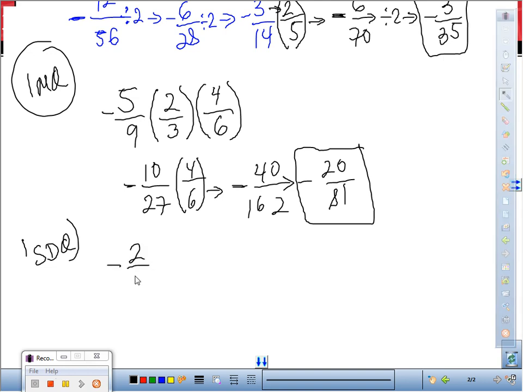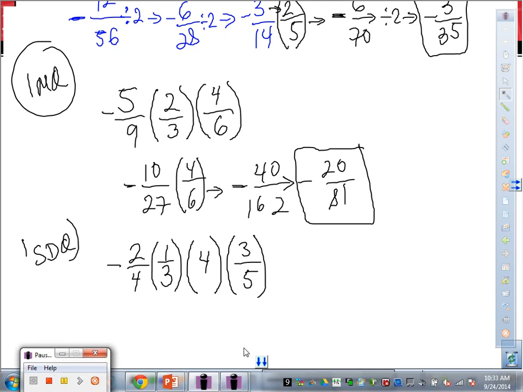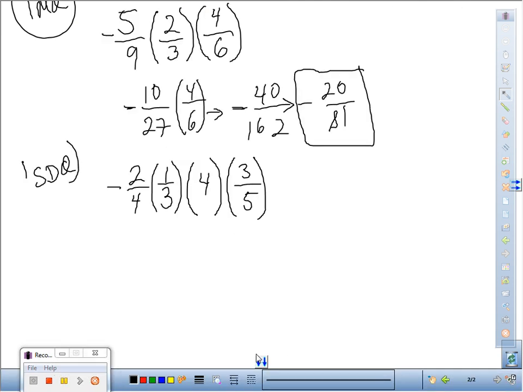Negative 2/4, open parentheses, 1/3, close parentheses, open parentheses, times 4, close parentheses, open parentheses, times 3/5. Go. See what you get for that. That's too big.